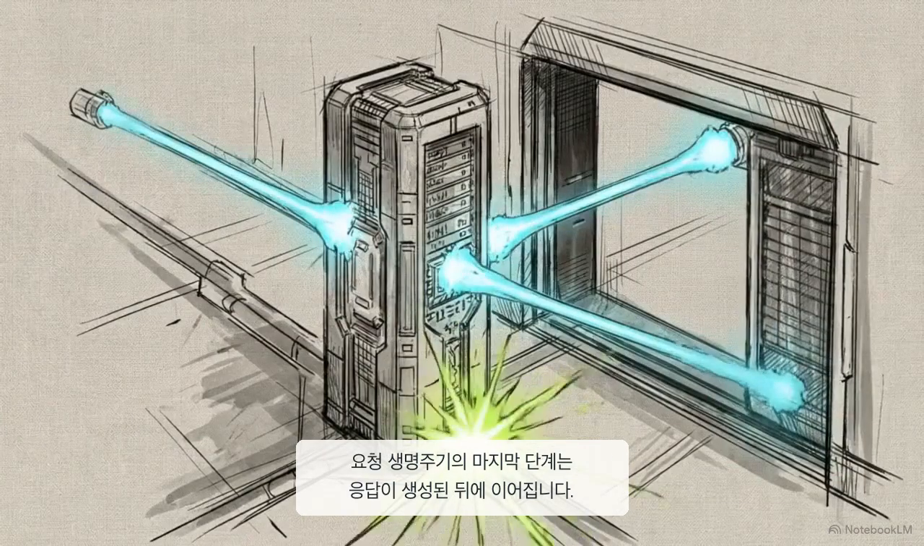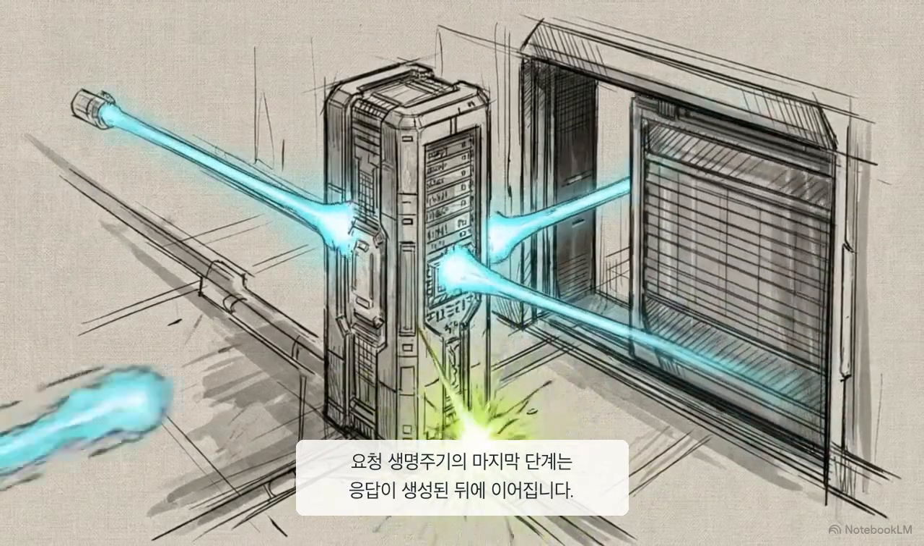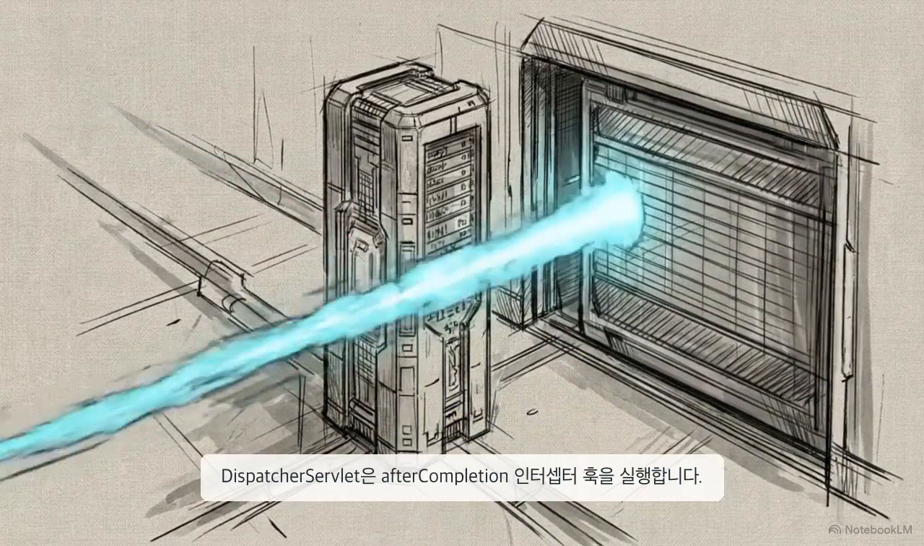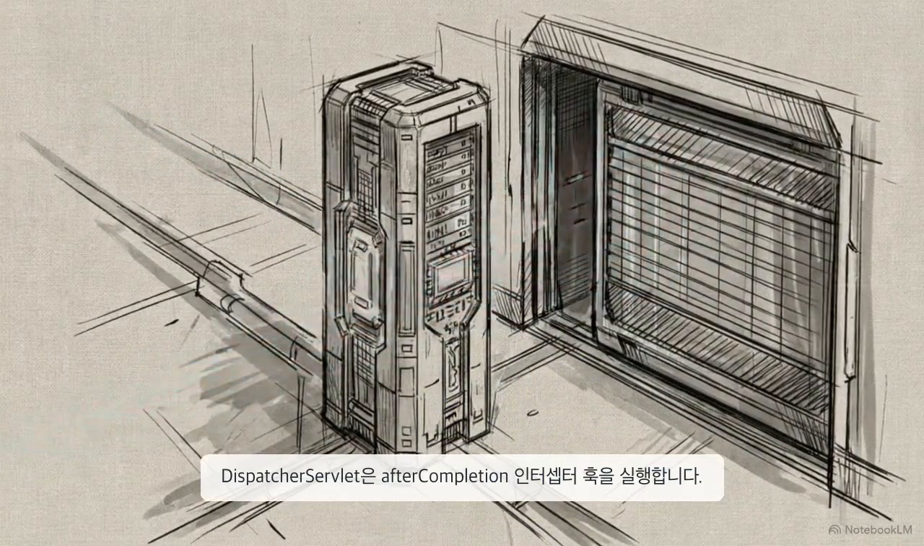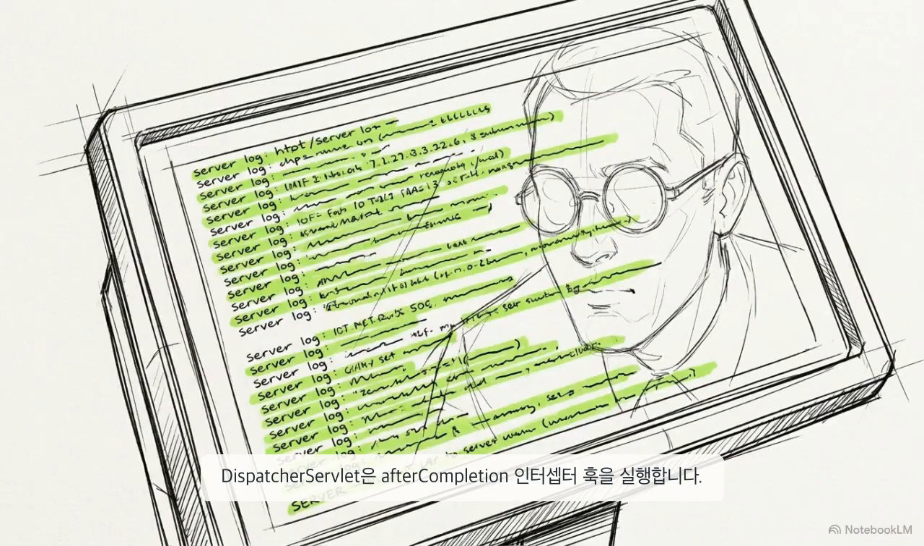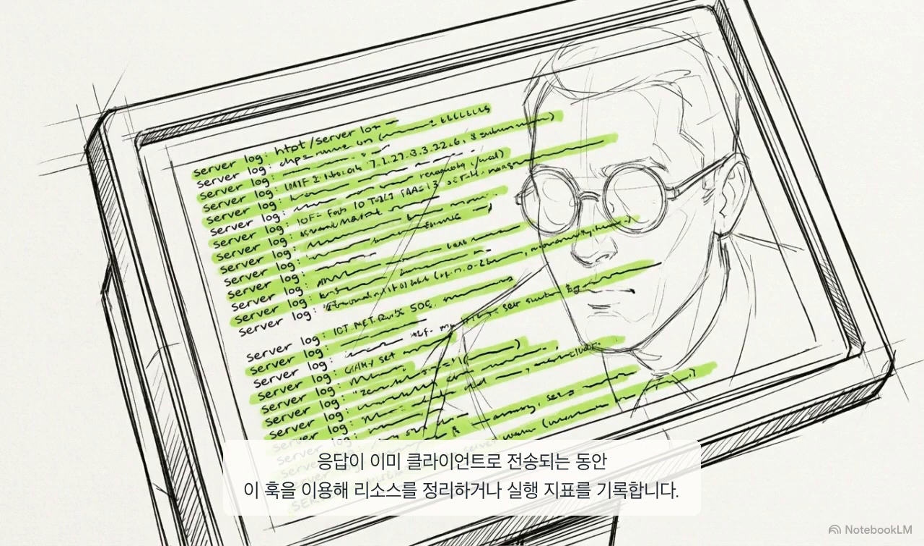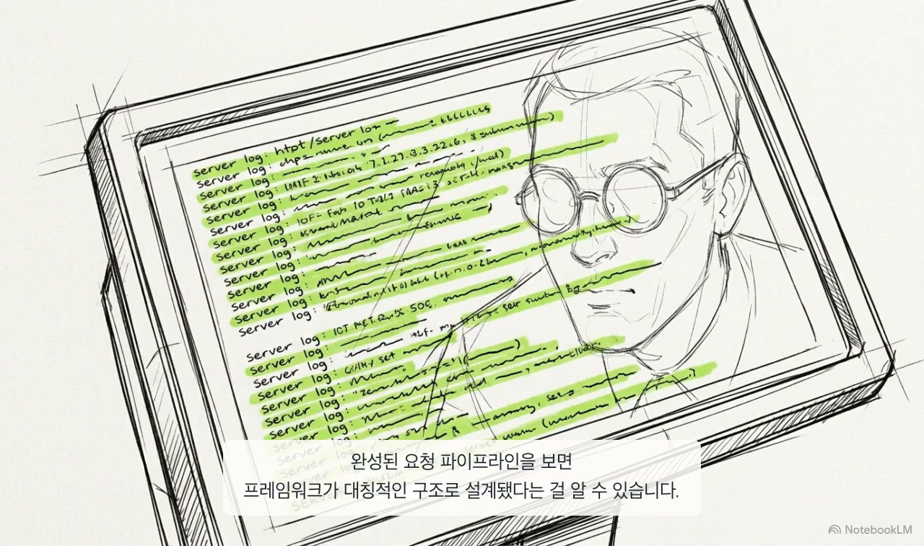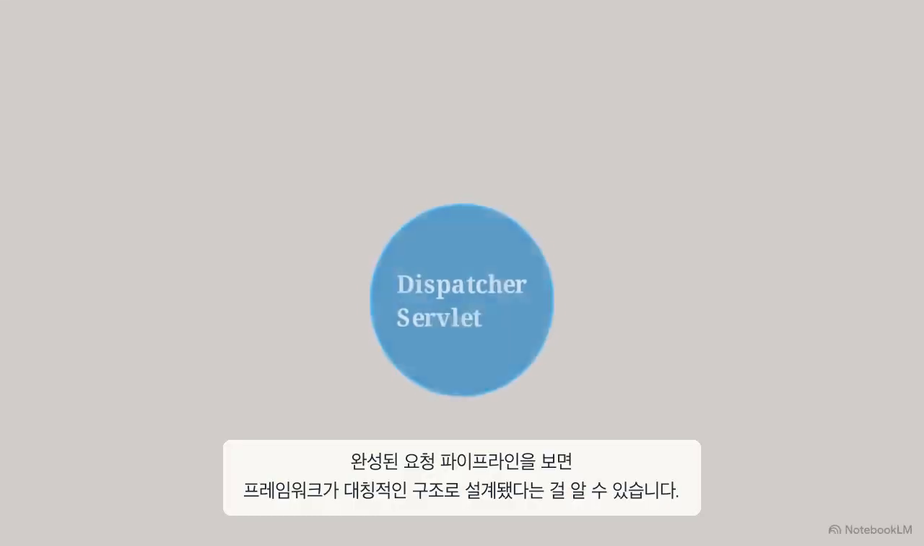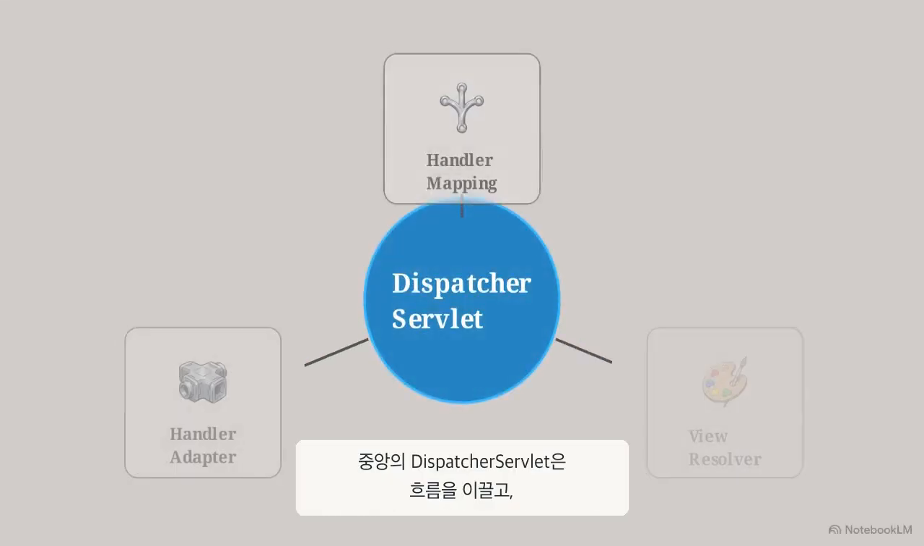The final step of the lifecycle occurs after the response has been generated. The dispatcher servlet triggers the afterCompletion interceptor hook. This hook is used for cleaning up resources or logging execution metrics, as the response is already on its way to the client. The completed request pipeline reveals the symmetry of the framework.